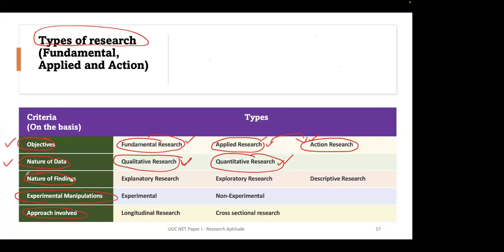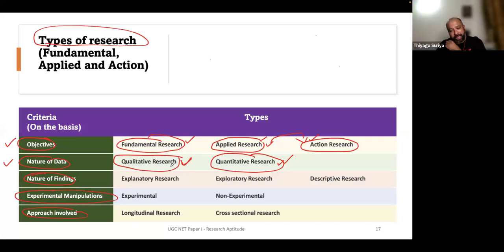It's qualitative research. So the nature of data has two types: one is called quantitative research and the other qualitative. And then there is the nature of findings. Basically, we have three kinds of findings: exploratory, explanatory, and descriptive research, right?